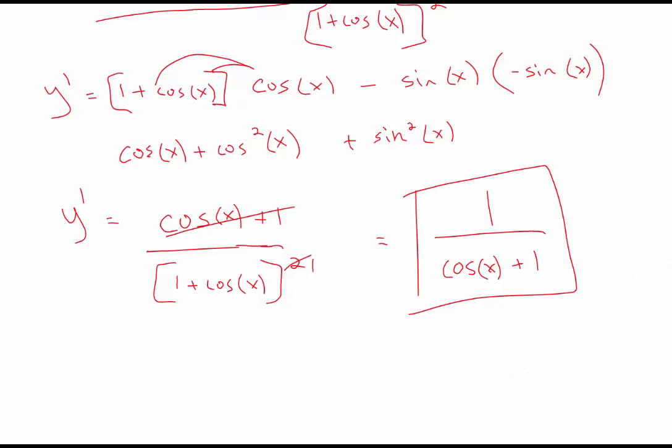Okay, let's take a look at another quotient rule one. So how about, let's see, y is equal to 4x squared plus 1 over cosine 4x to the third power. Alright, so we've got another quotient rule, so let's set everything up.